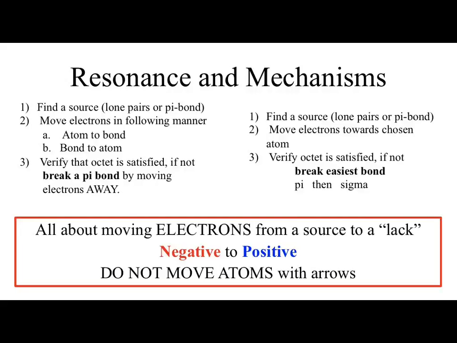When we're dealing with resonance and mechanisms, we're always trying to find a source of electrons. So our mechanisms are following using curved arrows, and our curved arrows will always start where our electrons are. So the most common source would be lone pairs or pi bonds, and we're going to move them in very particular fashions. We're going to move them towards a place that lacks electrons, so typically a positive charge. When we are dealing with resonance, we'll move those electrons from atom to bond or bond to atom.